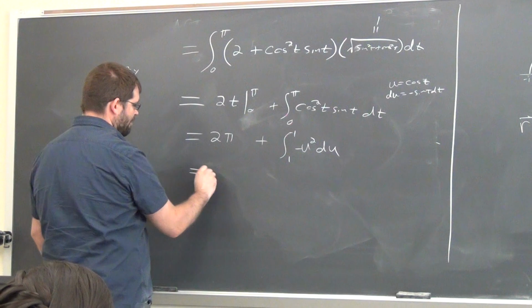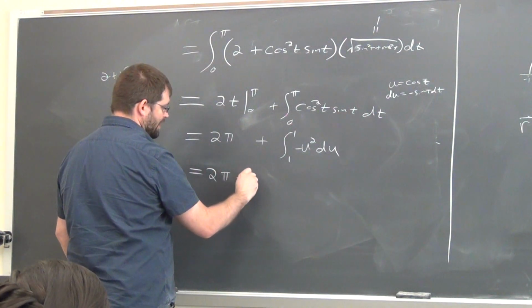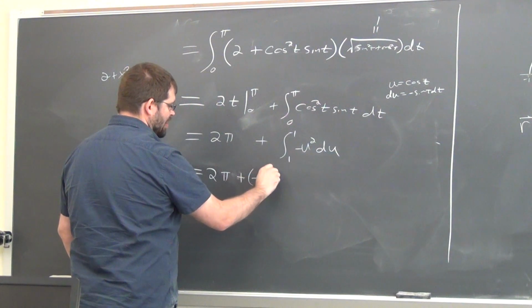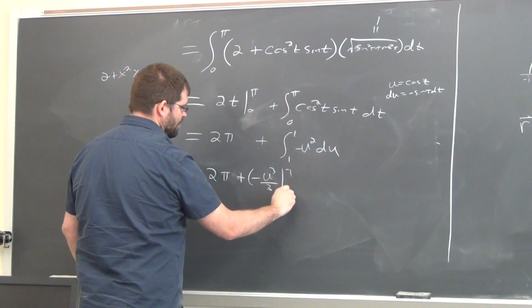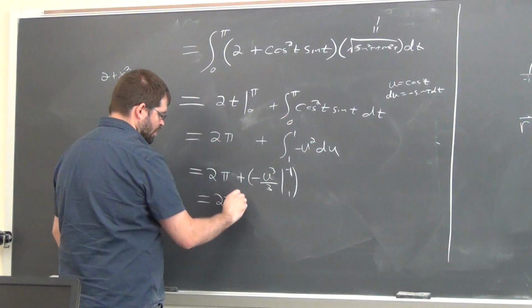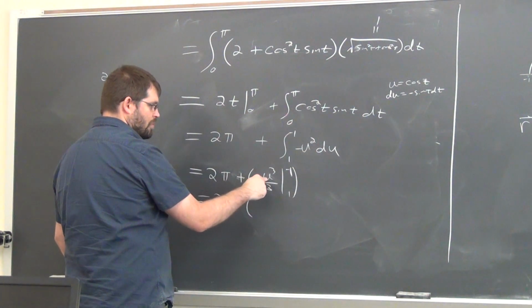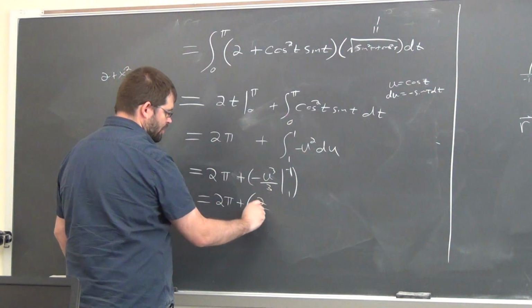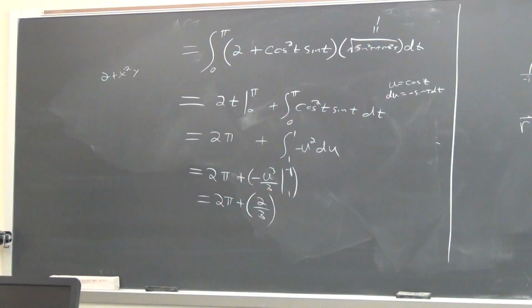So this is 2 pi plus negative u cubed over 3, 1/3 minus a negative 1/3, so is that okay?